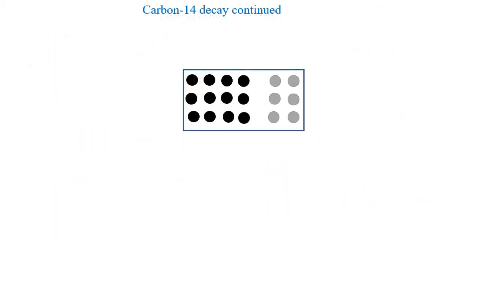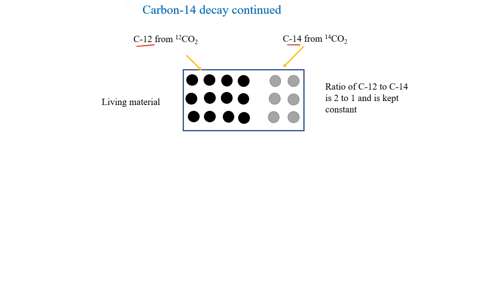One thing to note is that in all living organisms, the ratio of carbon 12 to carbon 14 is always a constant. In this image, our ratio of carbon 12 to carbon 14 is 2 to 1, because organisms are constantly taking in carbon 14, and this carbon 14 is gradually being converted back to nitrogen 14. So at some point equilibrium is established, and the ratio of carbon 12 to carbon 14 is always kept constant.